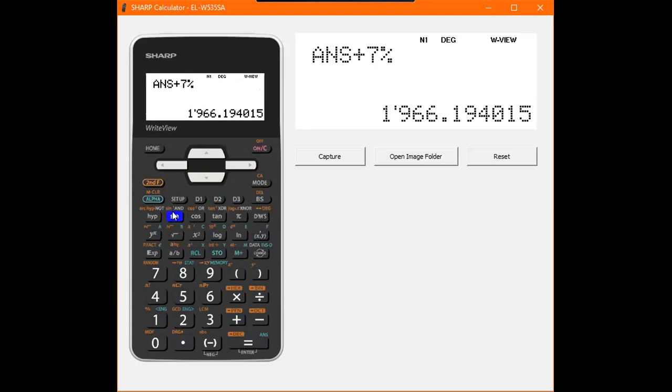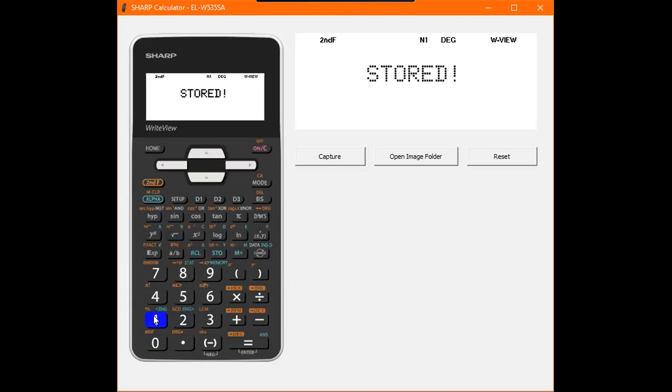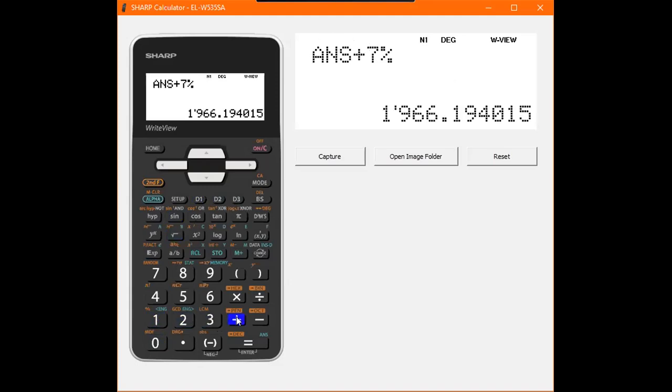If you want a shorter way to add the percent button, so you don't want to say second function 1, you can actually store the percentage function into a D1 key. So these are just keys that are there for you to save your favorite functions into. So we can say second function and 1, and now we can say plus 7 D1, and we've got the same thing. Okay, so that's all of your compound interest.